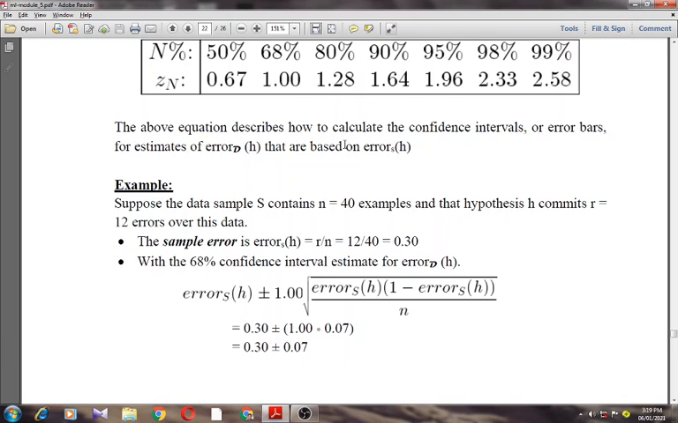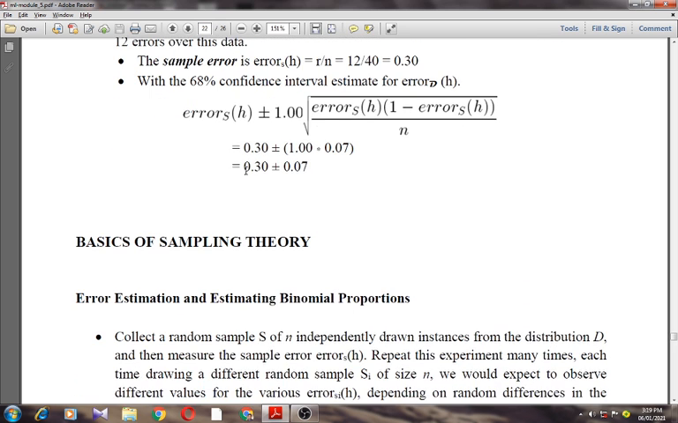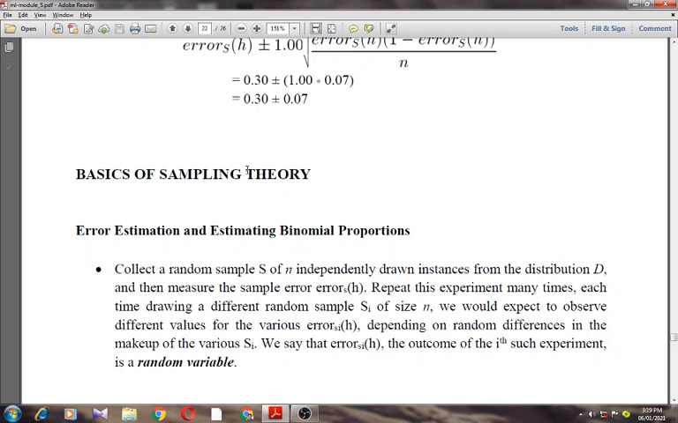A more accurate rule of thumb is that the above approximation works well when n times error S of H into 1 minus error S of H is greater than or equal to 5. This summarizes the procedure for calculating the confidence intervals for the discrete valued hypothesis. In the next class I am going to discuss basics of sampling theory. So thank you.